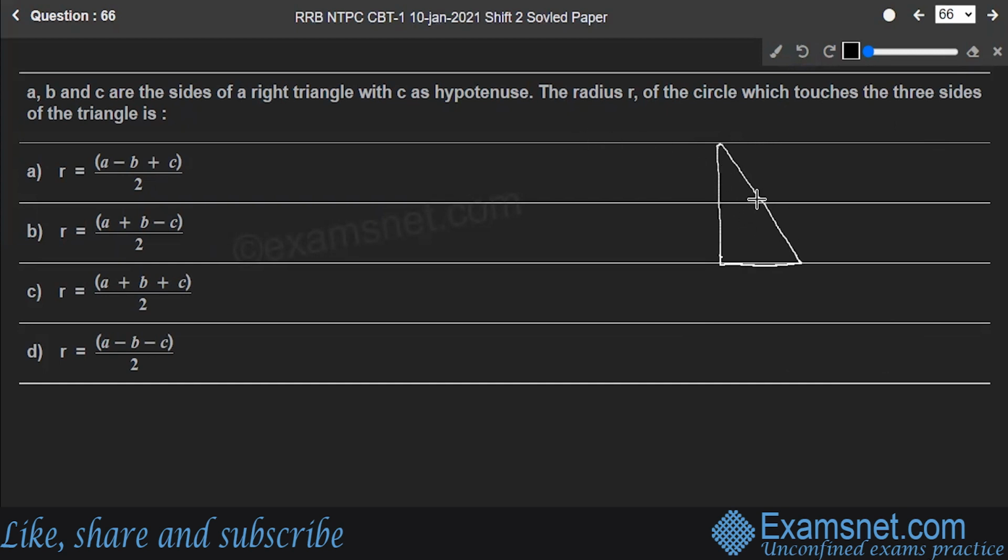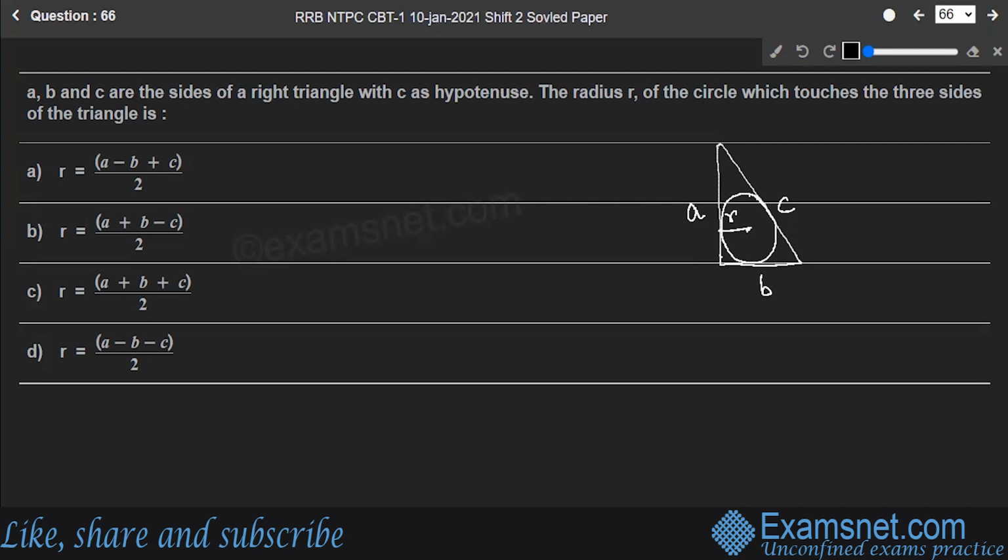Now, there's a circle inside, like this. Now, it is said A, B, C, and C is the hypotenuse over here. So we can say A is here, B is here. If I'm taking R to be here, like this. So the radius R of the circle touches the three sides of the triangle. You have to find what is R.